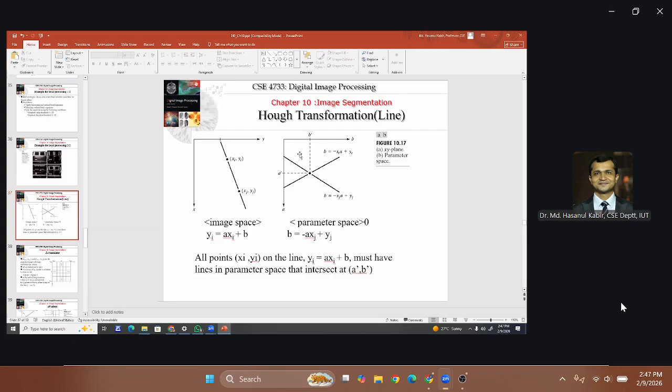So this is actually what I have explained in the class. So if you have 50 points on this straight line, you do the same thing. What will happen? In the parameter space, you will have 50 lines which will intersect at a dash and b dash. So that means all those 50 lines, if they are collinear, will have the line coefficients a dash, b dash. That means that particular line is the line which is sharing all those 50 points.